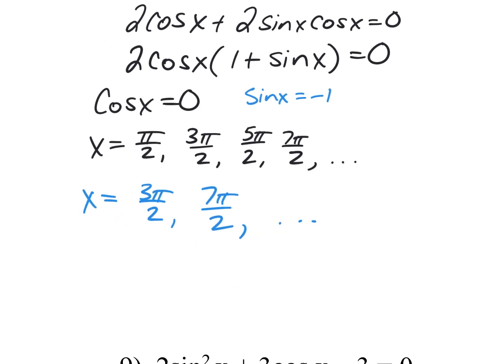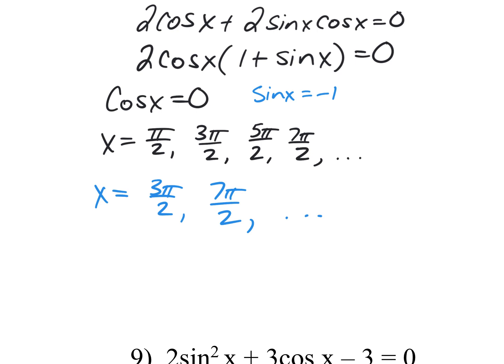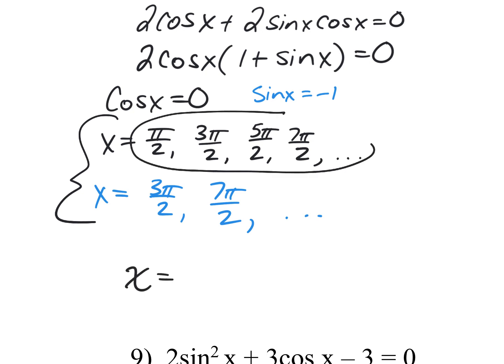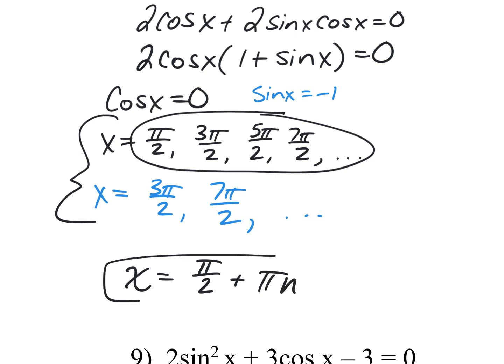Well, for this problem, we need to find a way to express all of these solutions here. Right, we've listed out a few of them, right? 4 on the first one and then 2 on the second. But we can be more specific than that. We can say that the set of numbers that represent our solution, well, they start at pi over 2, and then we add some multiple of pi. So the way we would write this is x equals pi over 2 plus pi n.